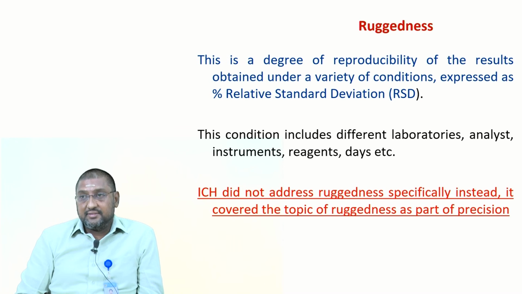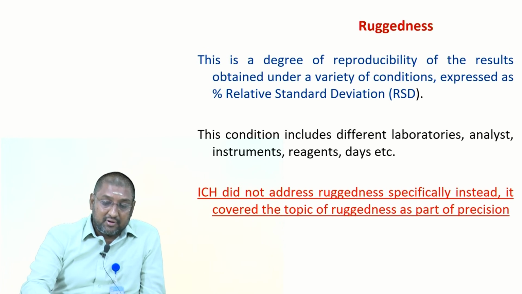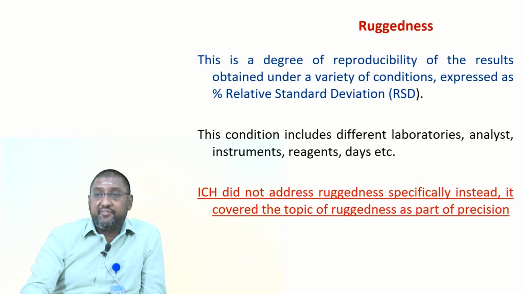Ruggedness, what is ruggedness? Ruggedness is how reproducible the method is. So, RSD is to be calculated. I give the method to another person in a different laboratory, with a different analyst, different instrument, different reagents and on a different day. So I hand over my experiment procedure to other persons in a different laboratory, and they perform everything. After getting their report, I compare it with my report, and that is called ruggedness. It should not deviate.